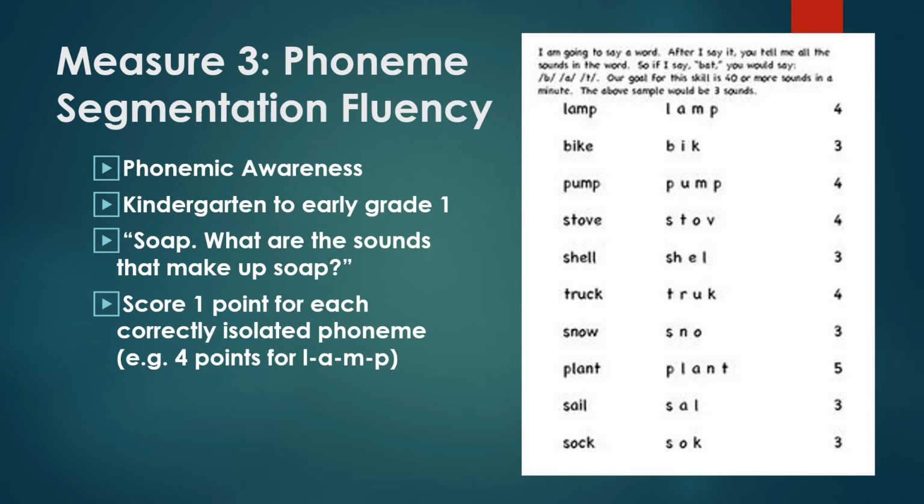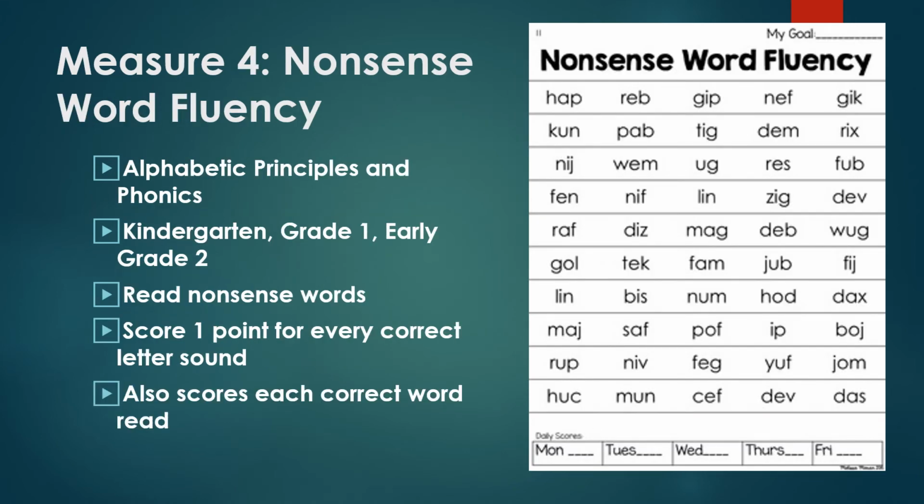Phoneme segmentation fluency is another test of phonemic awareness for kindergarten up to early grade 1. In this measure, students are given a word and asked to state the different sounds that make it up, like soap. What are the sounds that make up soap? Nonsense word fluency tests knowledge of alphabetic principles and phonics, knowing the sounds of letters and sounding out written words. Students receive a list of nonsense words that they are asked to sound out. With varying levels, the measure is used for students in kindergarten, grade 1, and early grade 2.